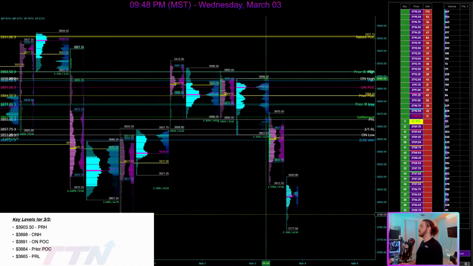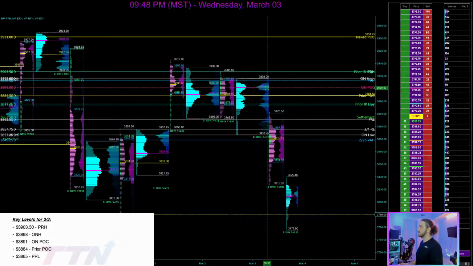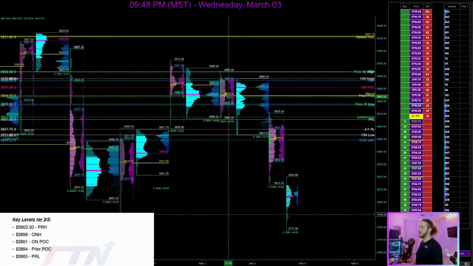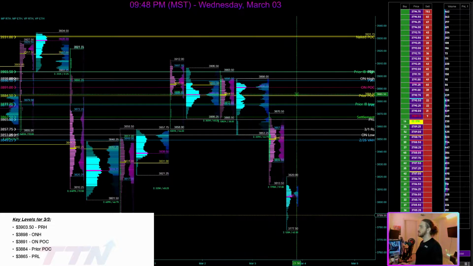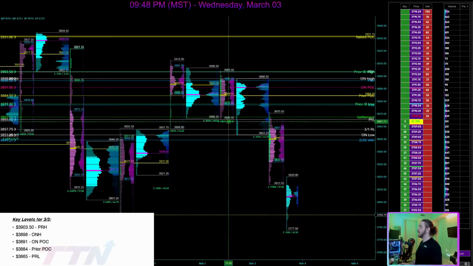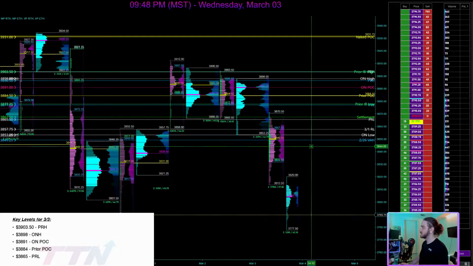Second level was the overnight high at 38.98. Third level was 38.91, which was the overnight POC, right in this area right here. Fourth level was the prior point of control at 38.84, 38.8450 to be precise. And the last level was the prior range low at 38.65 that I was interested in.